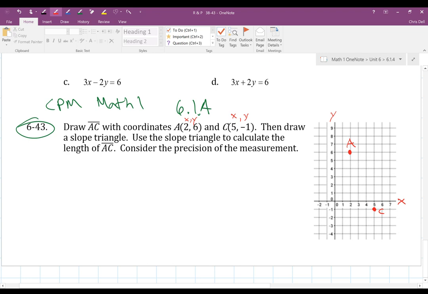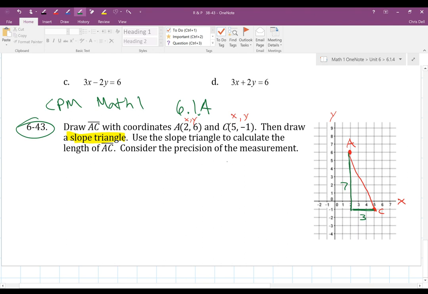So what it's asking is, what is the length going from A to C? Let me redraw that. What is that exact length? It gave us a hint and said to use this idea of a slope triangle, right? Remember, a slope triangle is what you draw to figure out your slope, showing your horizontal change and your vertical change, the rise over run. So this rise here is 7 and this run is 3.